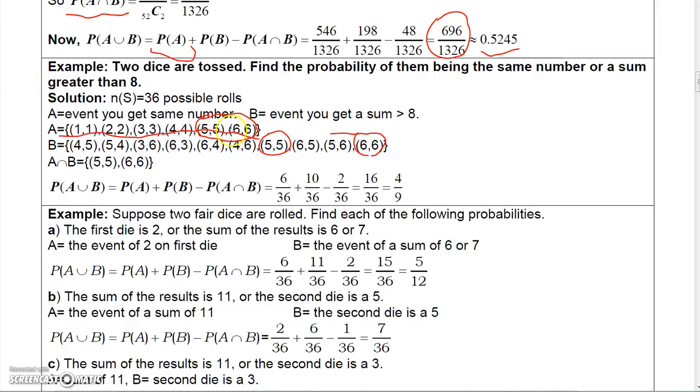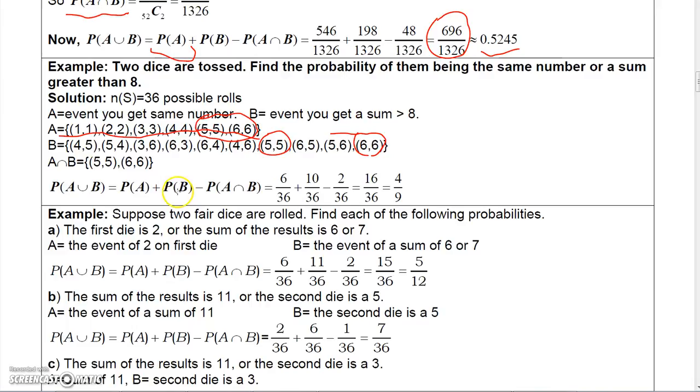So that's in the intersection. So the probability of a union, remember, is the probability of the first set plus the probability of the second set minus the probability of the intersection. So the probability that you get the same number is 6 out of 36.